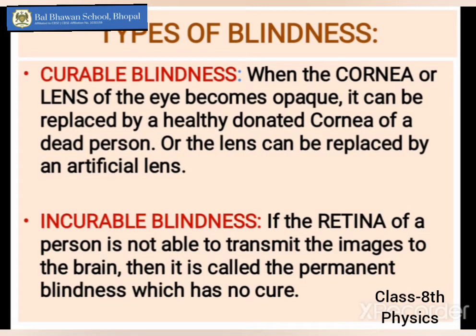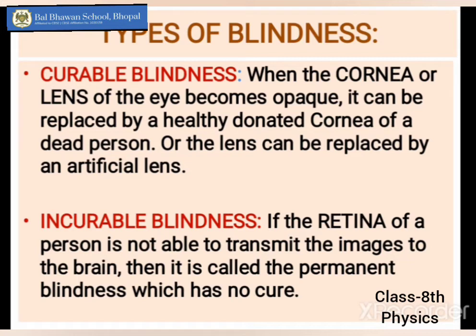Now, children, we will know about the types of blindness. Okay, how is blindness caused? It can be by birth, it can be by accident also. Now, there are two types of blindness. First is the one which can be cured. Okay, there's a cure for that type of blindness. It is called temporary or curable blindness.